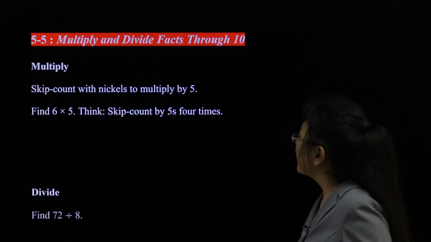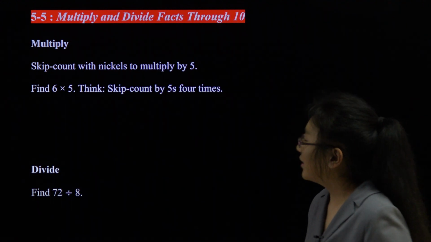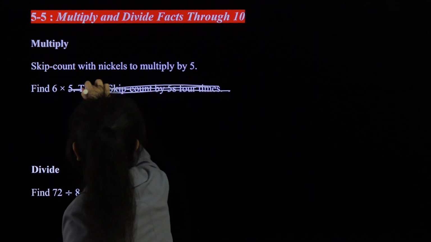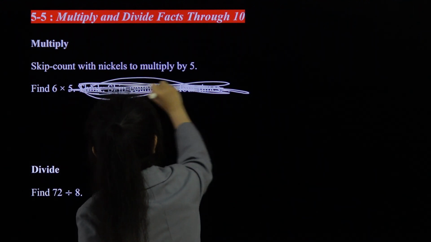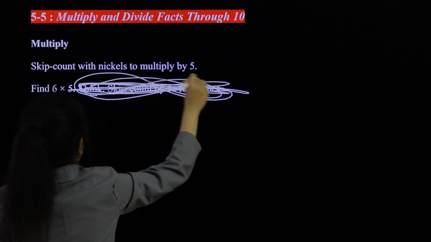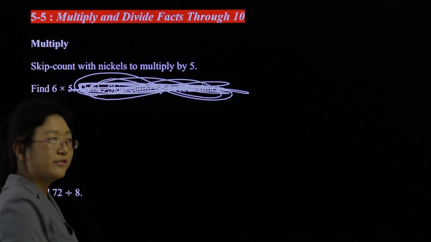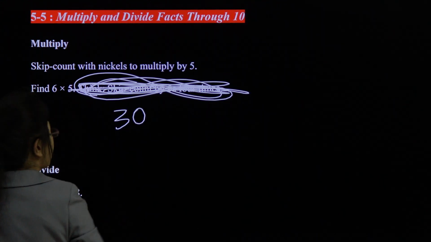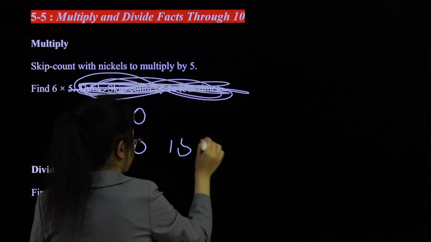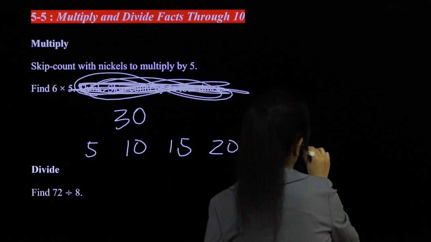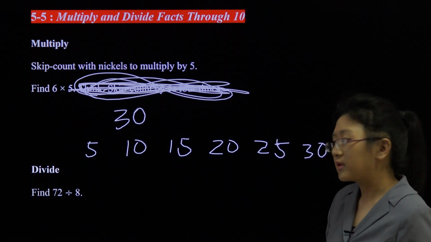Multiply and divide facts through 10. Multiply. You can skip count with nickels to multiply 5. Don't. Just don't. Remember your multiplication table, children. Find 6 times 5. 6 times 5 equals 30 because of your multiplication table. If you do skip count though, you get 1, 5, 2, 5, 3, 5, 4, 5, 5, 5, 6, 5. Yeah.